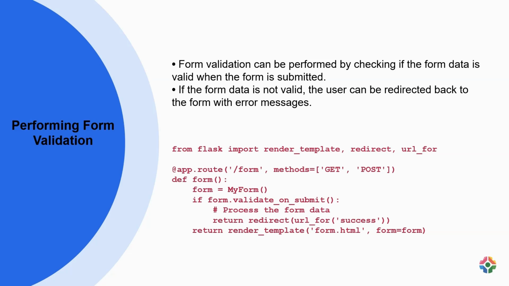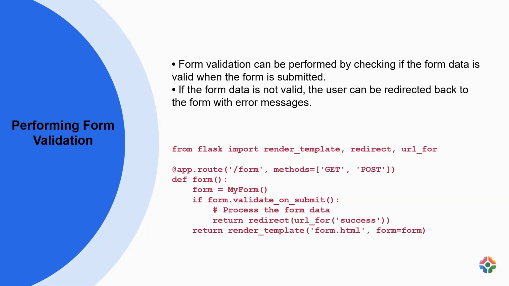For instance, imagine a registration form for an online platform. If a user fails to input a valid email address or leaves a required field blank, the form validation mechanism would detect these errors. The user would then be guided back to the form with specific error messages highlighting the erroneous fields. This iterative process streamlines data input and aids user understanding.